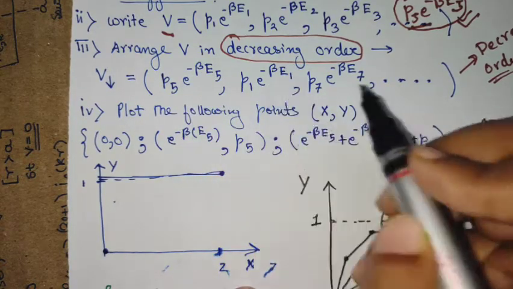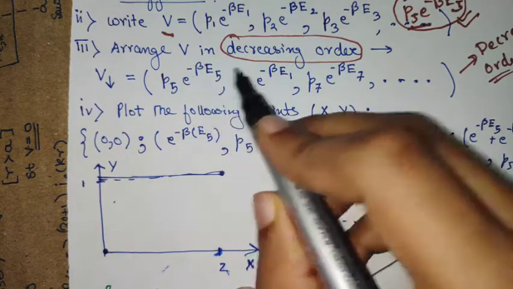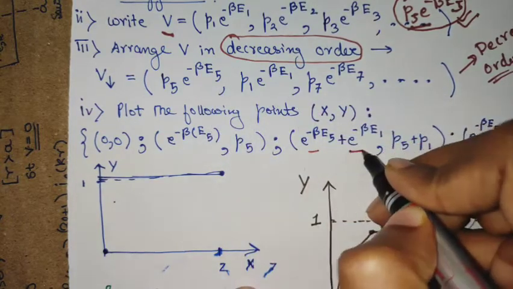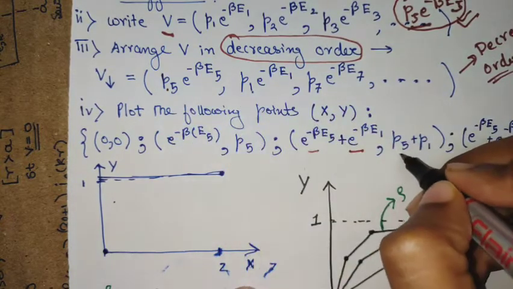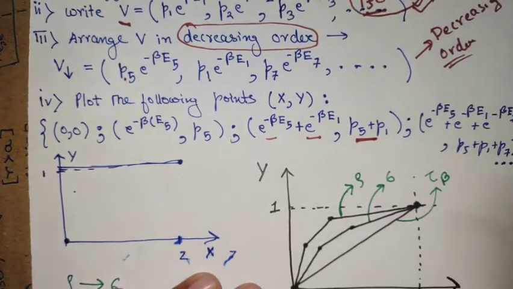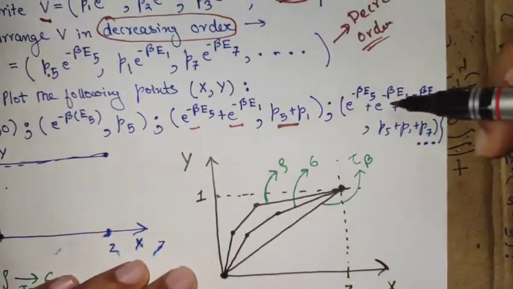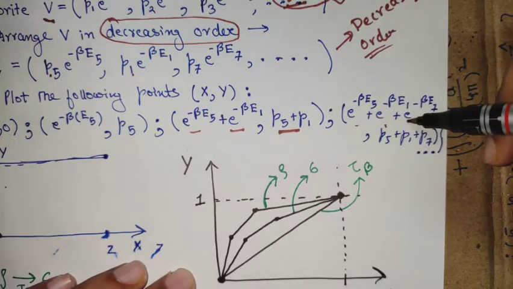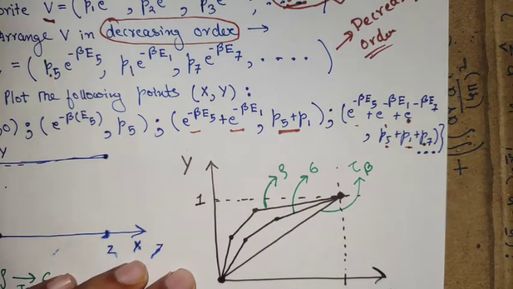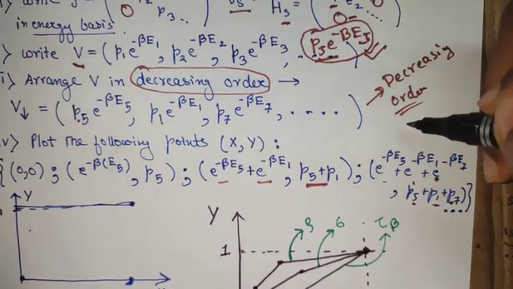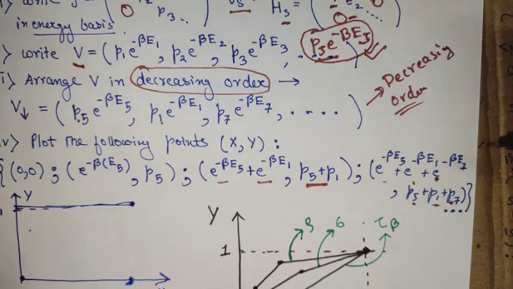Now again in X-axis, we choose the value of this plus the second value. That is this plus this. And in Y-axis also, we sum the first and the second value. Like this we continue, like in the third case we choose the first three values and first three values of probabilities, but these values have been arranged in descending order.